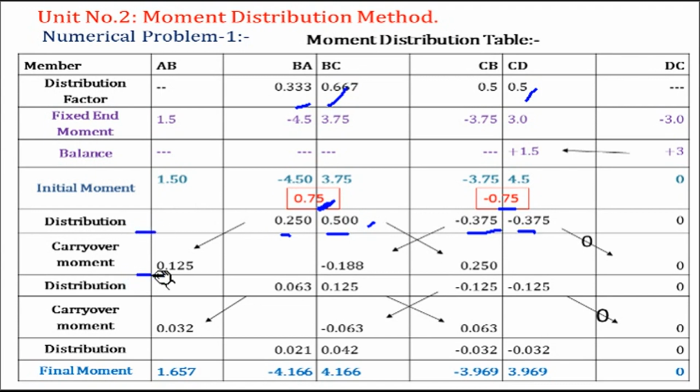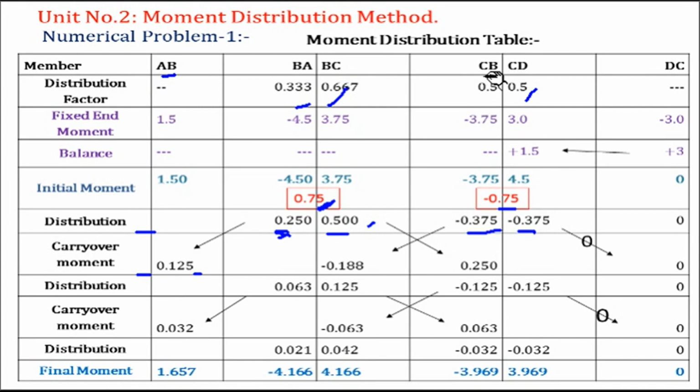Now next step is carryover moment. So carryover moment, now carry this moment at far end. AB is a fixed support at A. So carry the moment at far end. So half carryover you have to take, so divided by 2. 0.250 divided by 2 becomes 0.125. Now carry the 0.5 at far end, which is C, half you have to carry, plus 0.250.